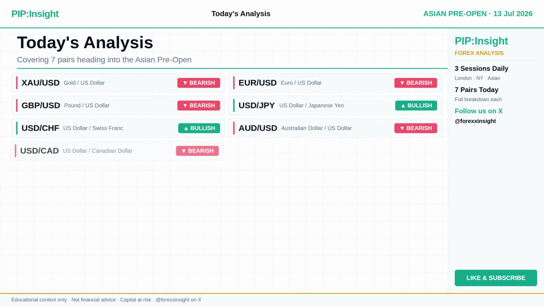Here is today's Asian Pre-Open chart analysis. Pairs showing bullish structure: dollar yen, dollar Swiss. Pairs showing bearish structure: gold dollar, euro dollar, pound dollar, Aussie dollar, dollar Canada. Full chart breakdown for each pair coming up now.